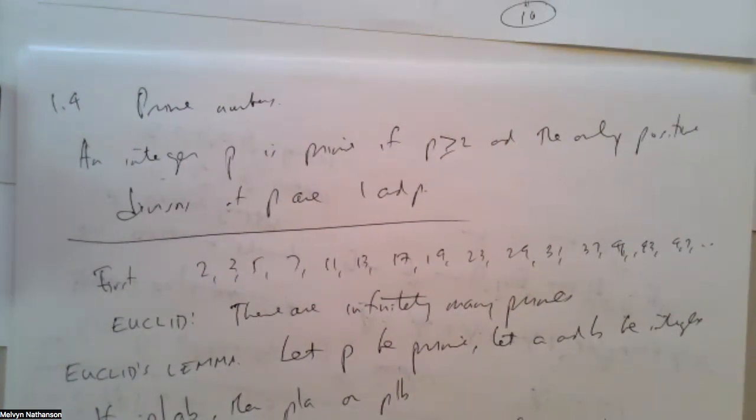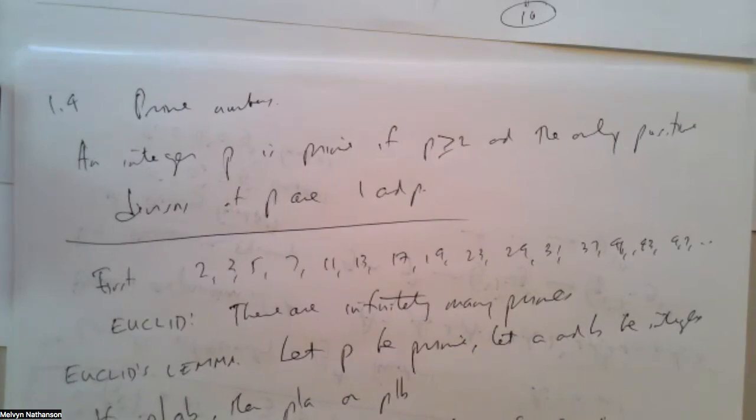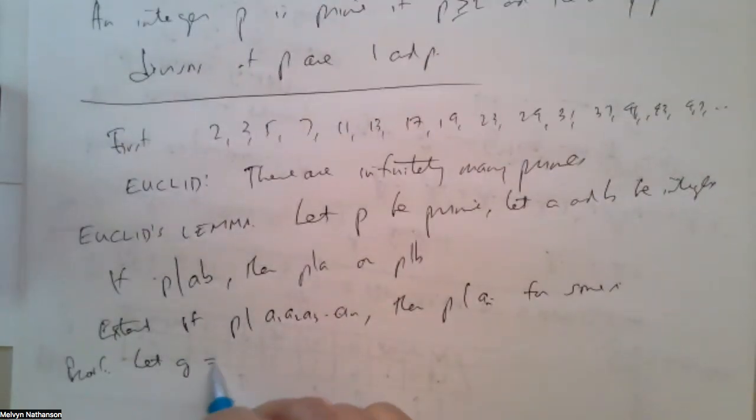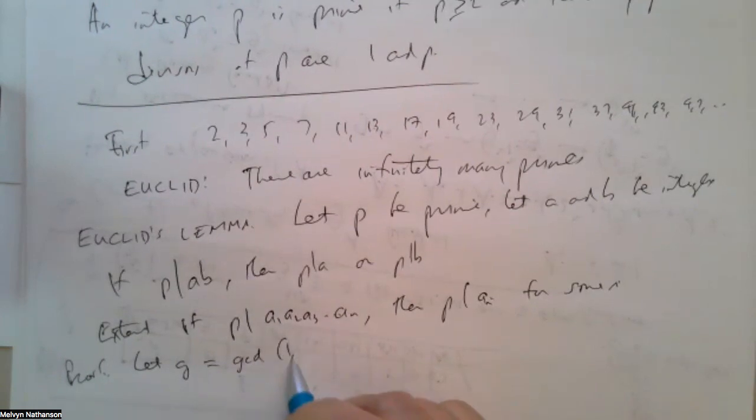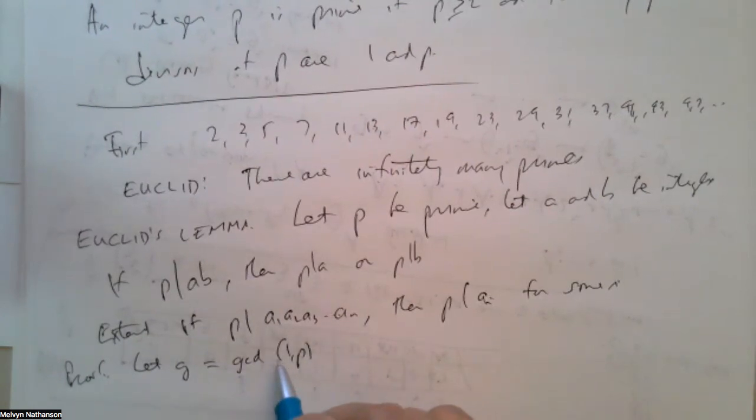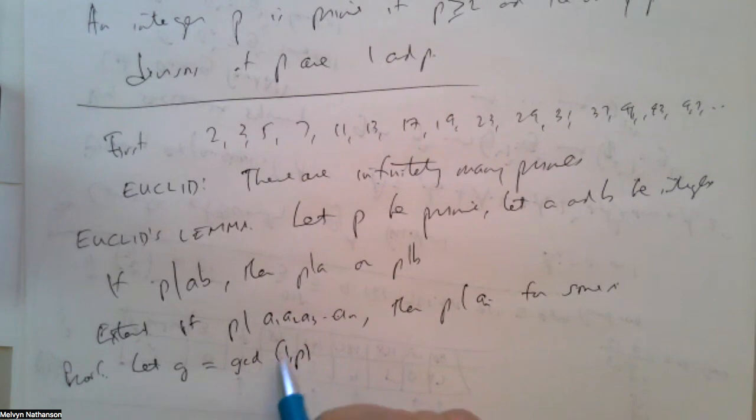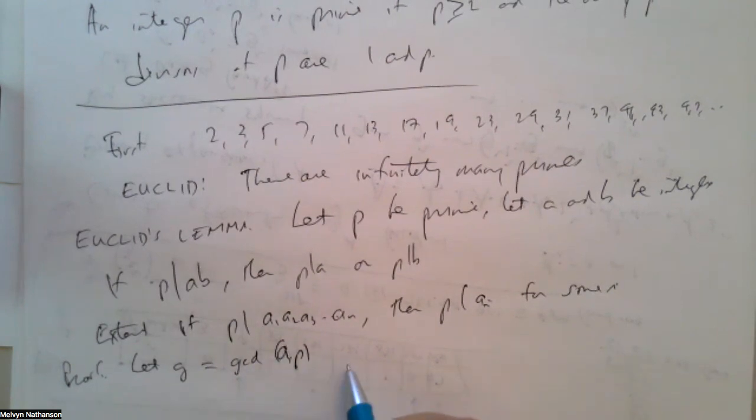So the proof goes as follows. Suppose we let G be the greatest common divisor of A and P. Now, this is a positive divisor of P, so this is either 1 or P. Of course, there's no other positive numbers that divide P except itself and 1.